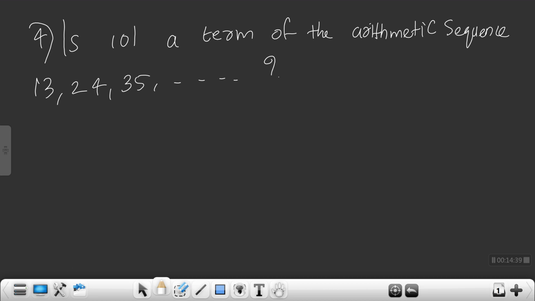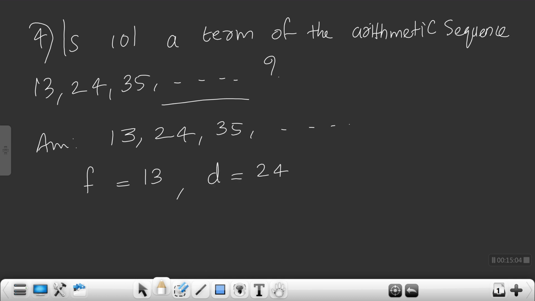Is 101 a term of the arithmetic sequence 13, 24, 35, and so on? Here we want to check whether 101 is a term of this sequence. For that, what is the first term? The first term is 13 and the common difference is 24 minus 13, which is 11.